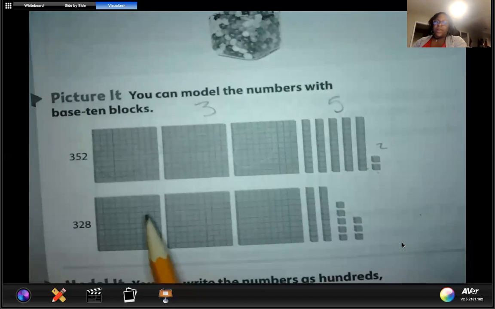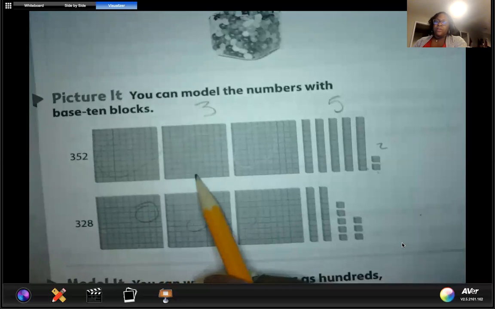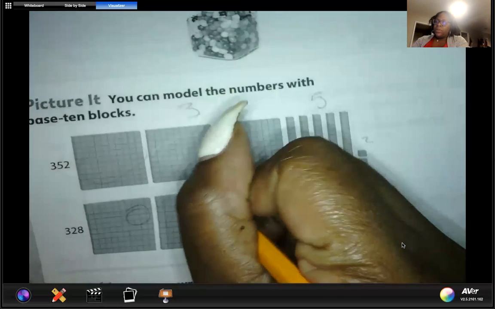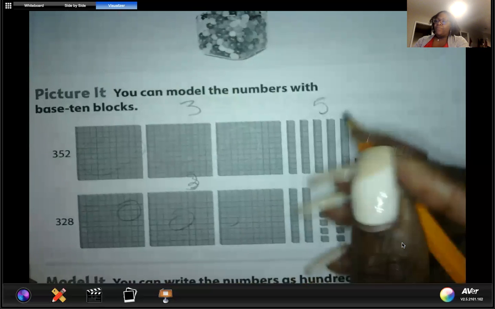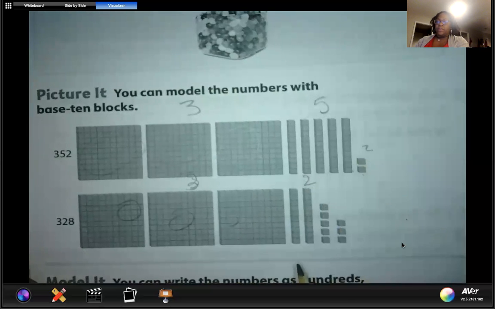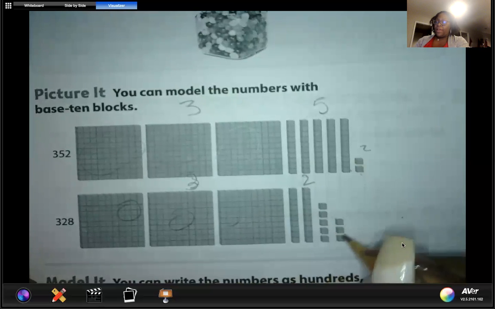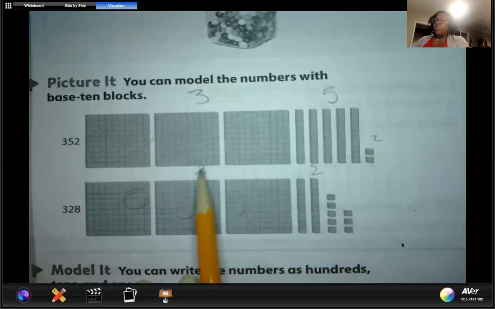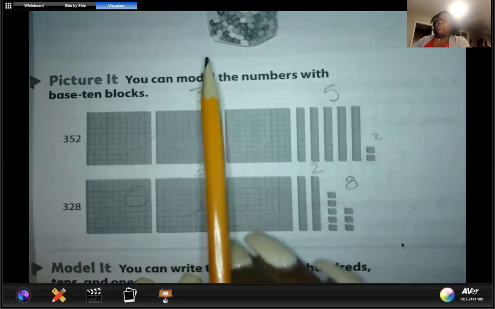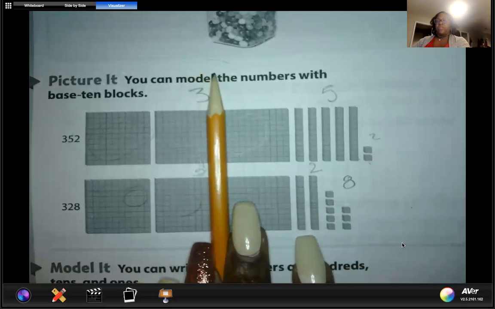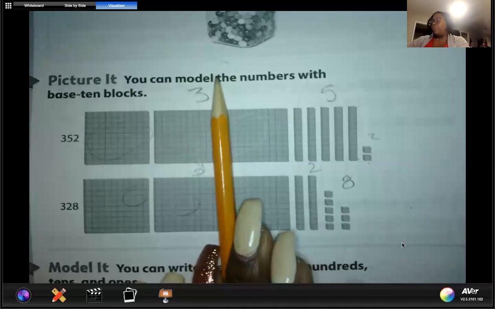Now let's look here. How many hundreds do we have? 1, 2, 3. We have 3 hundreds. How many 10s do we have here? We have 2 10s. How many ones do we have here? 1, 2, 3, 4, 5, 6, 7, 8. So when we have these numbers, we have to look at what number is greater in the hundreds place first. Well, when we go to the hundreds place, they both have 300.